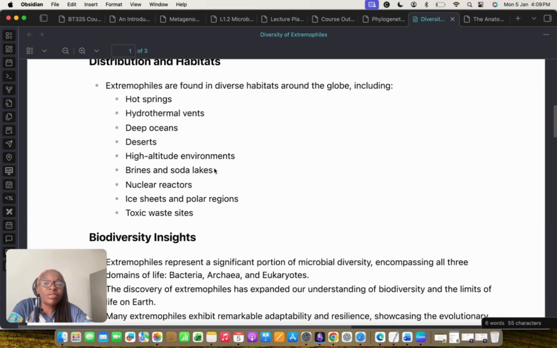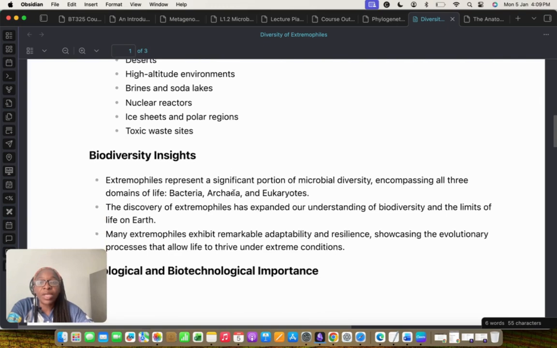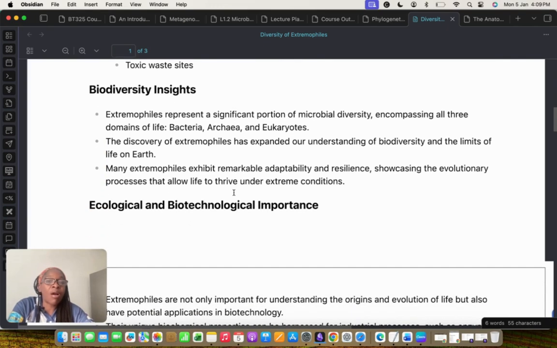The deserts, there's hardly any water, high altitude environments, and brine, soda lakes, nuclear reactors, ice sheets, polar regions, toxic waste sites. These are all habitats for extremophiles. They love it. You and I can't manage that, but they absolutely love it and they thrive there. And so our job is to understand how, understand the mechanisms, and see how we can actually study them. How do you study them in the lab in order to uncover all of these mechanisms?